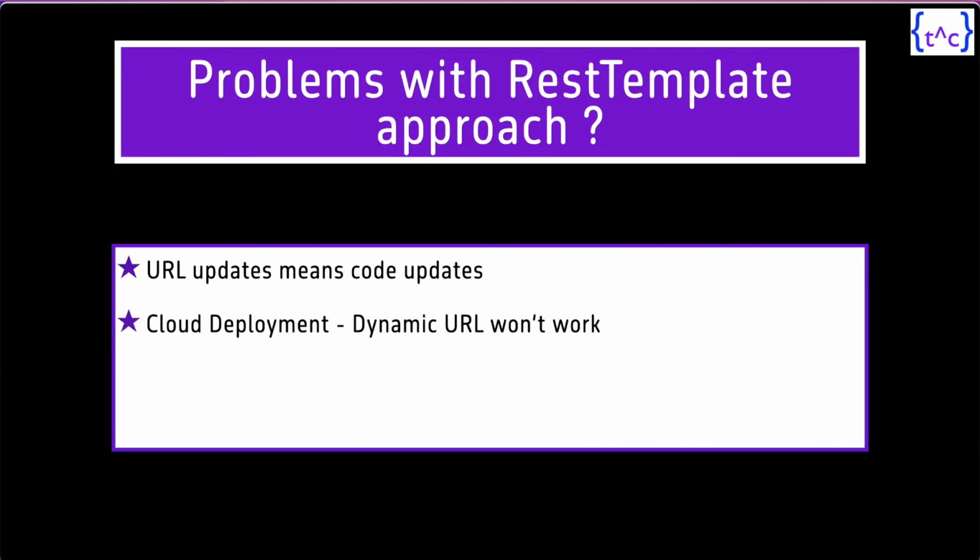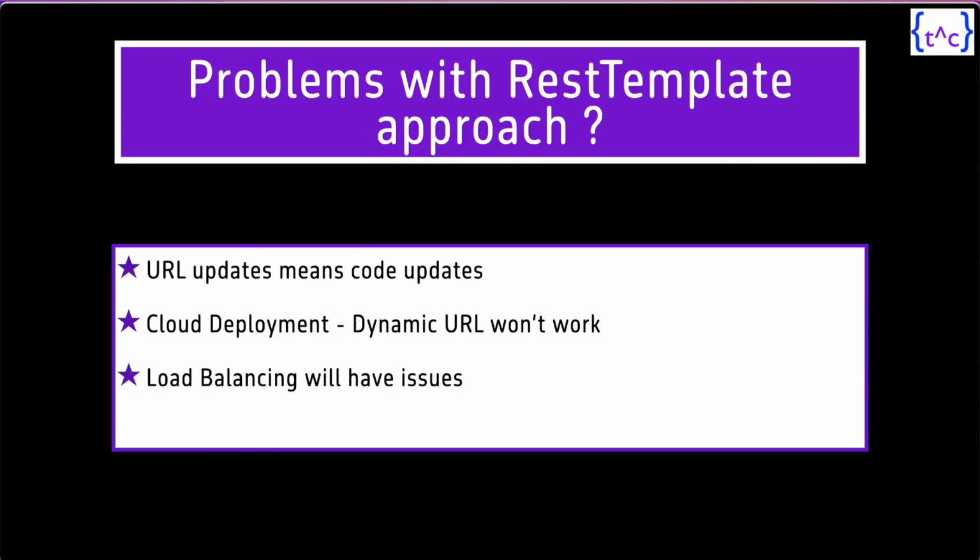So that is one very important problem which we have with the REST template. What can be another problem? In case of cloud deployments, dynamic URLs. So URLs will be dynamic. So again, the REST template approach will not work, because if you somehow configure the URLs in application.properties and pick up the attribute, that is also not the scalable approach.